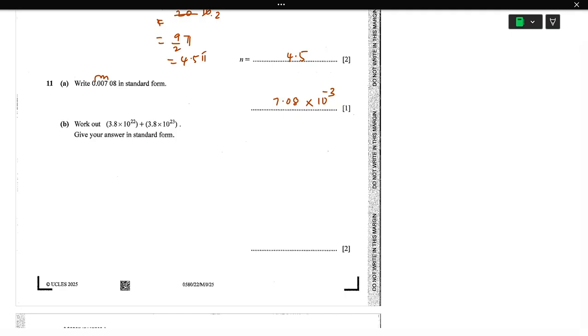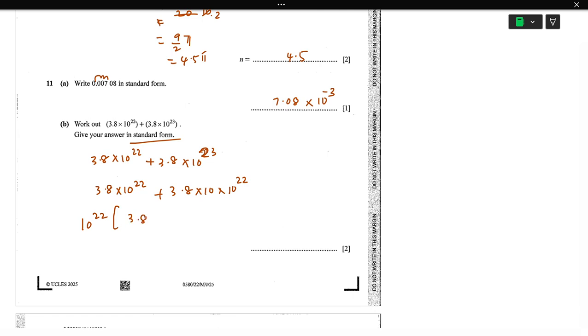Next, work out this addition of two values as a final answer. We have to give the standard form. Okay, so I'll repeat the question here: 3.5 times 10 power 22 plus 3.8 times 10 power 23. First, I'll make the same exponent. So I'm writing 3.8 times 10 power 22 plus, I'm removing one 10, so 3.8 times 10 into 10 power 22. So on both sides, now there is 10 power 22. I am taking 10 power 22 as a common factor.